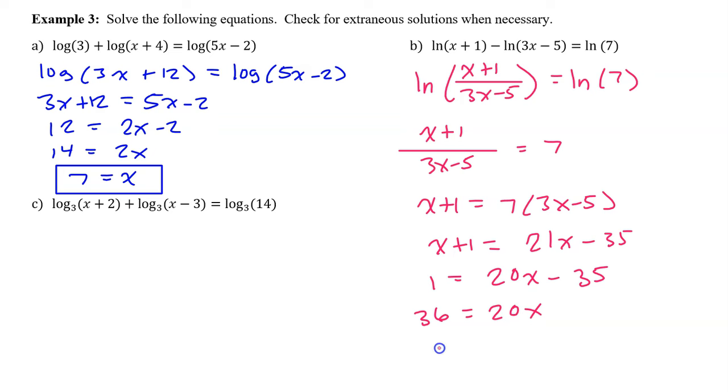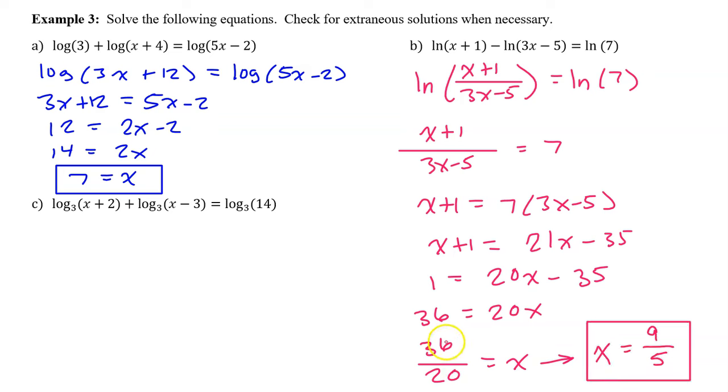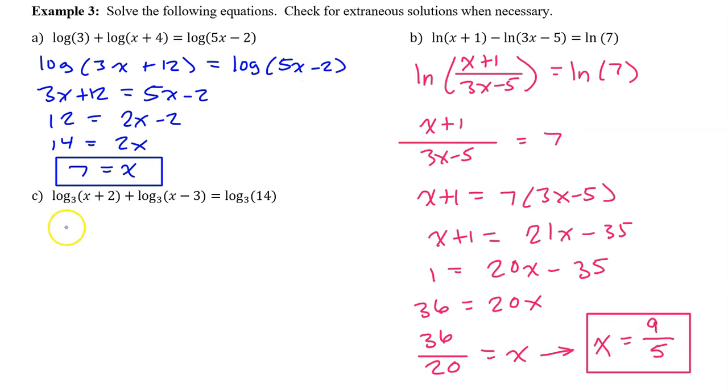Dividing both sides by 20, we get 36 over 20 is equal to x. Reducing, dividing the numerator and the denominator by 4, we get x equals 9/5. Part C. The sum of two logs can be written as the single log of a product. So we can do x plus 2 times x minus 3.